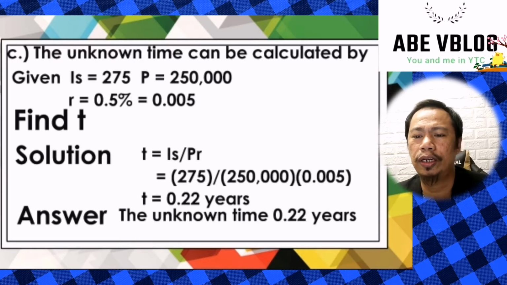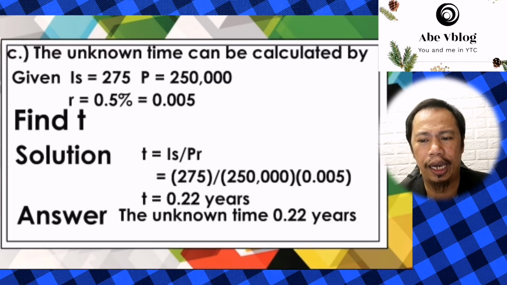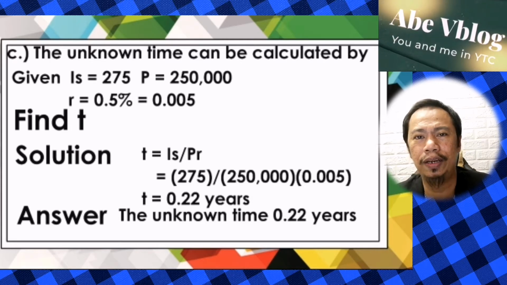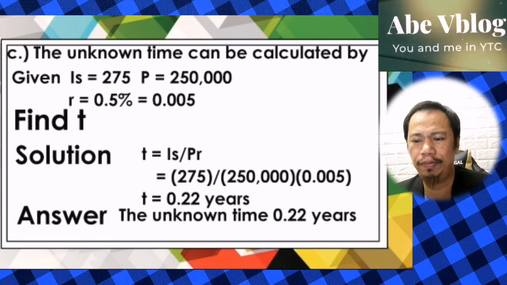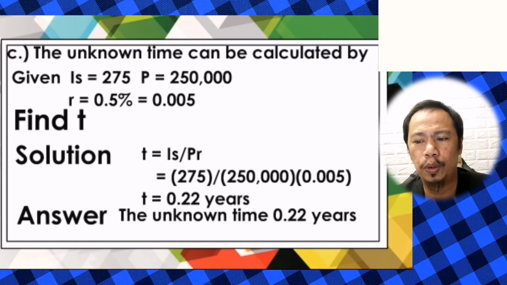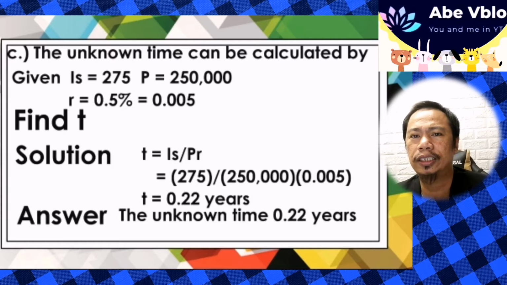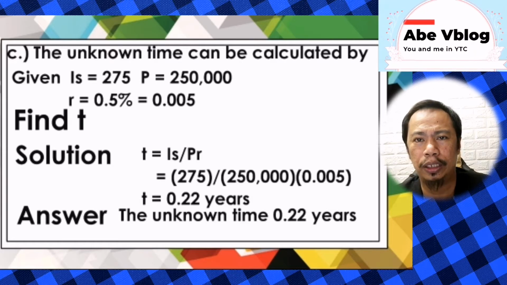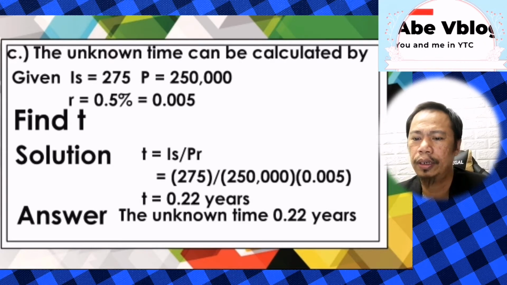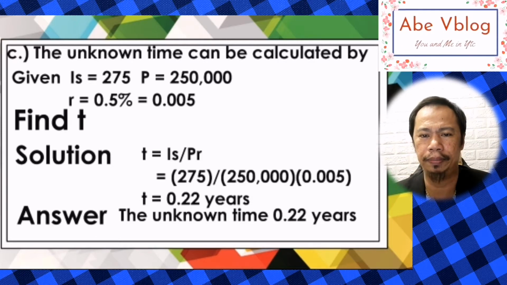So the formula is T is equal to IS over PR. So we substitute the given values: 275 divided by the product of 250,000 and 0.05. So the answer for the T is 0.22 years. Okay, so that's the unknown time.